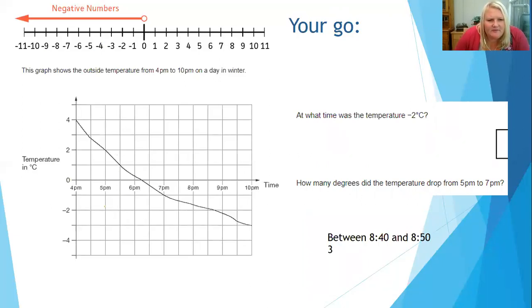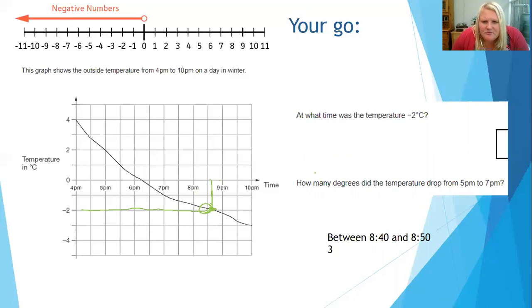So -2, we look on the chart going along here. Here we go. So we are here. Is it between 8:40 and 8:50? Oh, I don't know if I agree. Do you agree with that? I think that's exactly between 8 and 9 o'clock. Oh, no, it's not. You've got to be so careful with these. It's here, and it is here. So it's somewhere between 8:40 and 8:50.